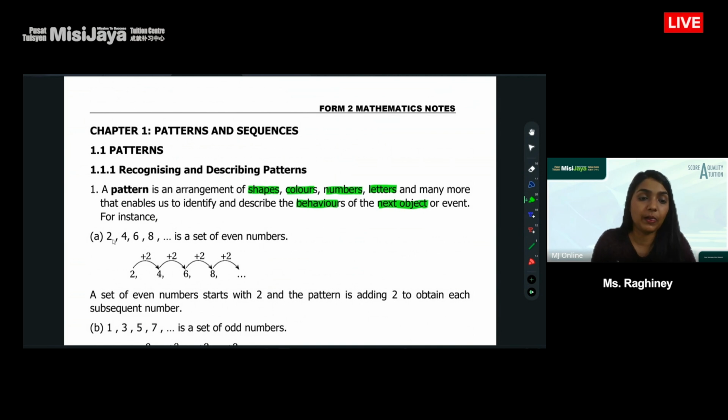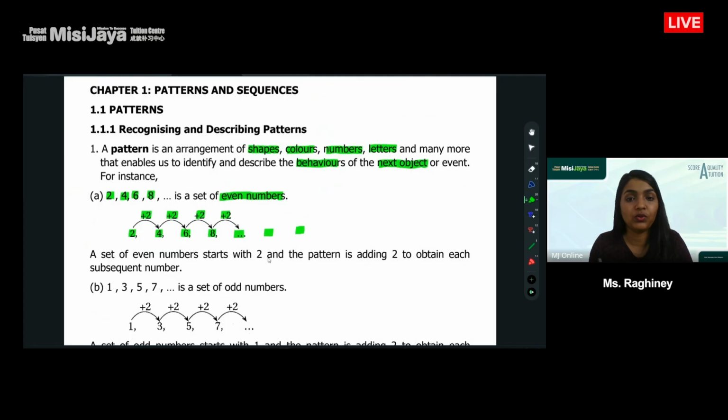For example, look at this here: 2, 4, 6, and 8. These are all even numbers. Can we predict what's going to happen next? For 2 to become 4, we have to plus 2. 4 to become 6, we have to plus 2 as well. For 6 to become 8, we plus 2. And finally, what's going to be the next one? It's going to be 10, 8 plus 2. 10, and then 12, and then 14, and so on. So a set of even numbers starts with 2, and the pattern is adding 2 to each subsequent number.